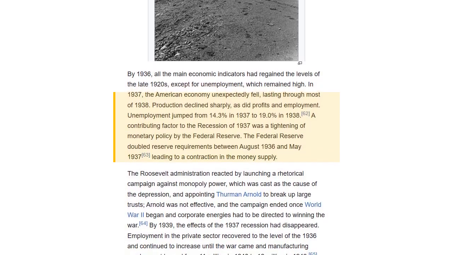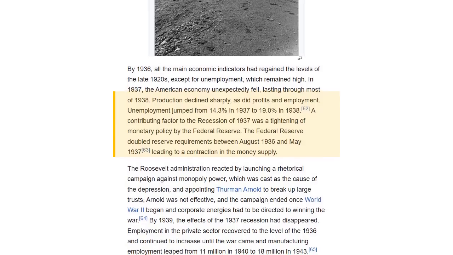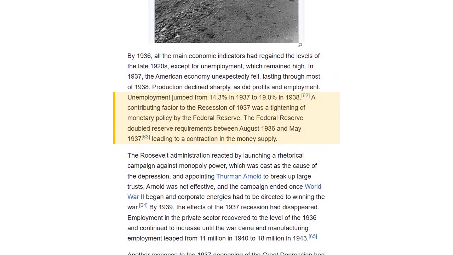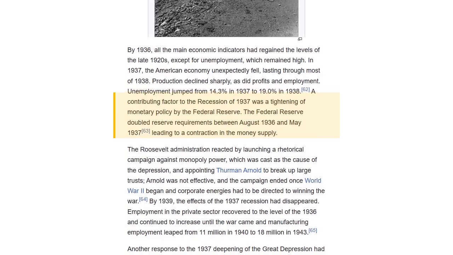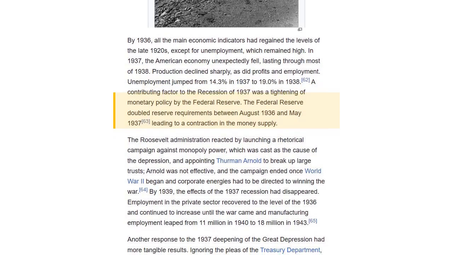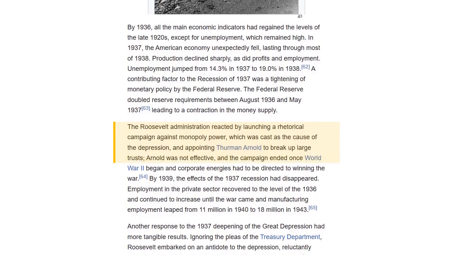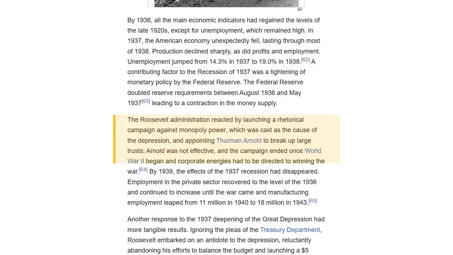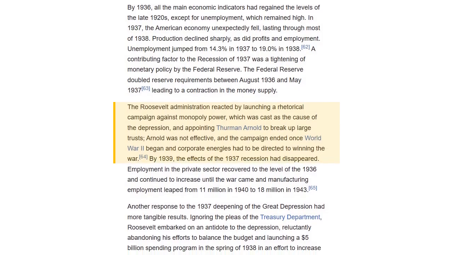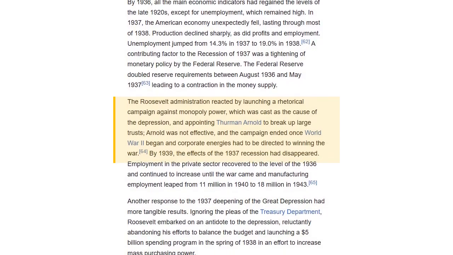A contributing factor to the recession of 1937 was a tightening of monetary policy by the Federal Reserve. The Federal Reserve doubled reserve requirements between August 1936 and May 1937, leading to a contraction in the money supply. The Roosevelt administration reacted by launching a rhetorical campaign against monopoly power, which was cast as the cause of the Depression, and appointing Thurman Arnold to break up large trusts.